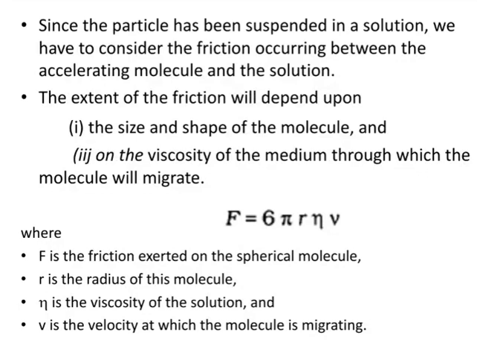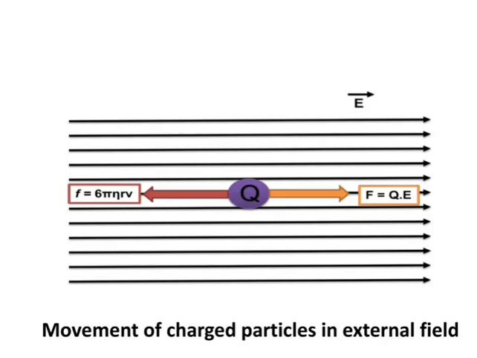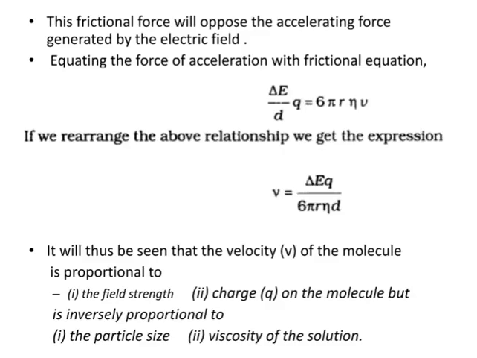So we can say that any molecule under the influence of an electric field must face a frictional force as well as an accelerating force. There is an accelerating force in the direction of the applied field, but there is a frictional force opposite to the accelerating force. So the frictional force will oppose the accelerating force generated by the electric field. Equating the force of acceleration with the frictional force, we get delta E upon d into Q is equal to 6 pi r eta V.